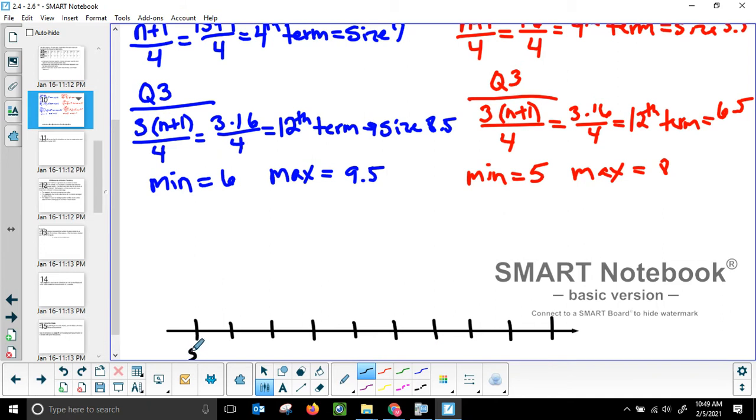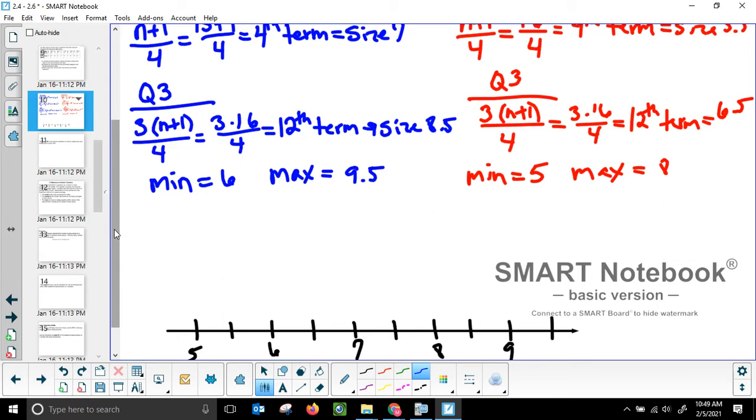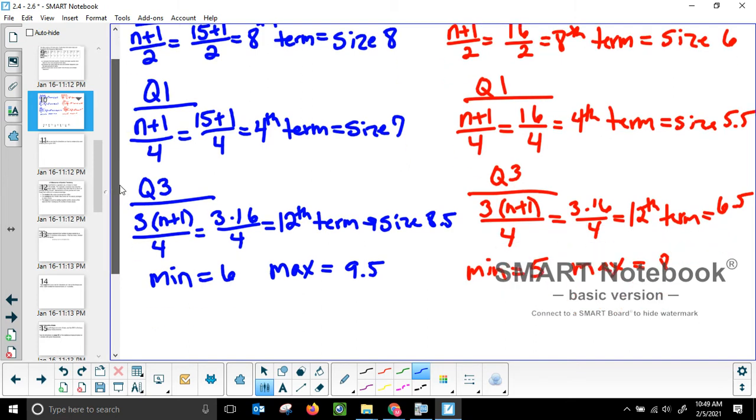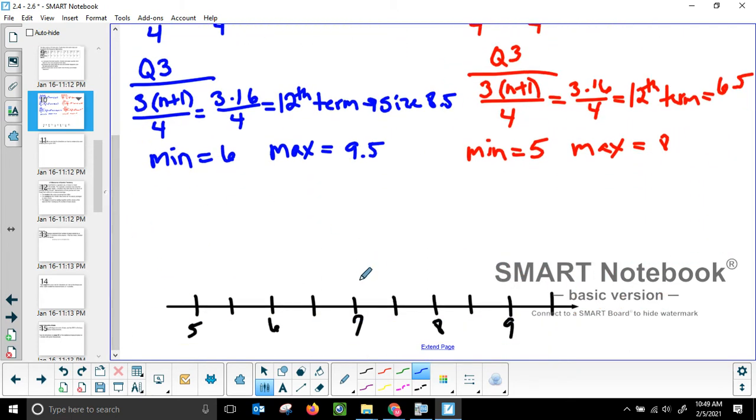All right, so here's 5, 6, 7, 8, and 9. So the boys' box and whisker plot I'll do in blue. My box is going to be from 7 to 8.5. So I draw a box from 7 to 8.5.